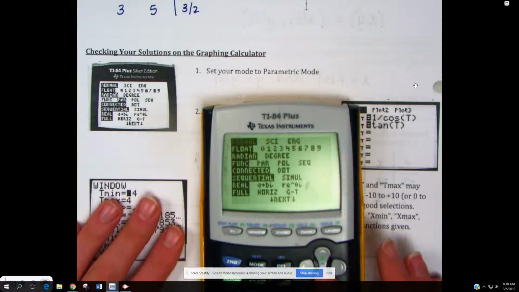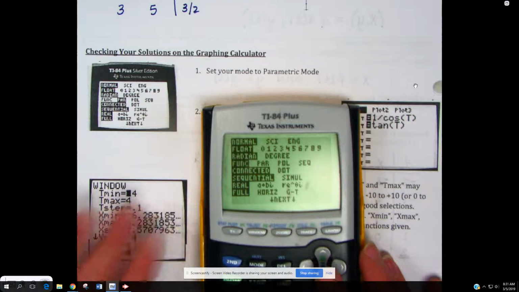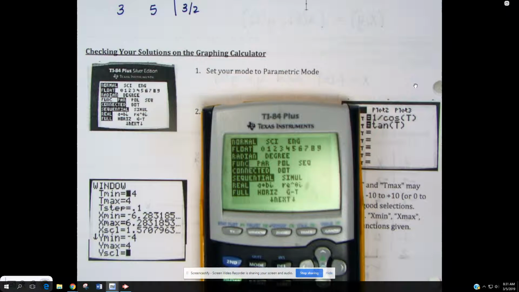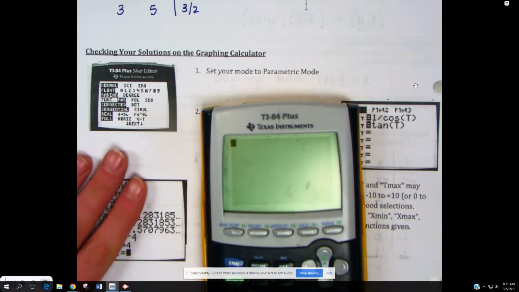And if you go down, we're typically operating in the function territory here. That would be like your regular XY plane. So we want to move over to PAR for parameter, and then press enter so that parametric mode is highlighted. Then you can quit out of that screen.